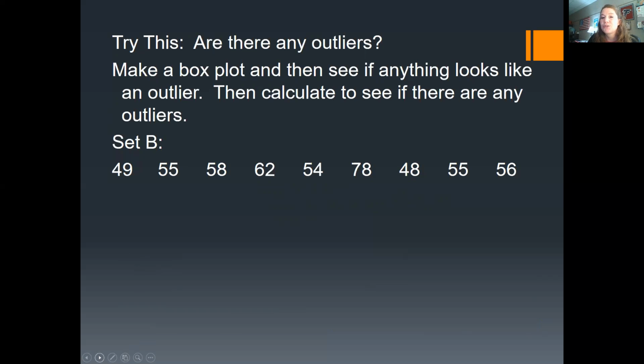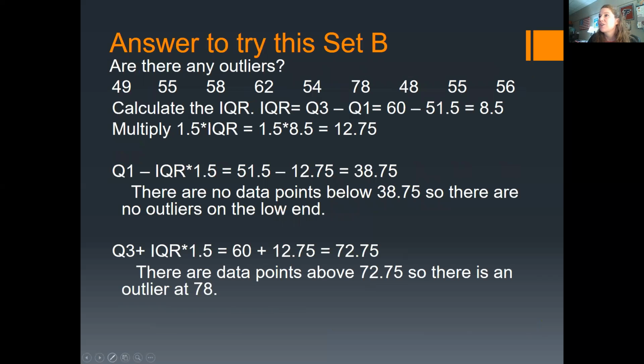All right, did you guys do it? Okay, let's check your answer. There's no lower outlier because you had no data points below 38.75. Hopefully that's the number you came up with. But what about the upper numbers? There was an outlier, right? You should have figured out you can't go over 72.75, but the highest number is 78. So you do have an outlier on the high end.